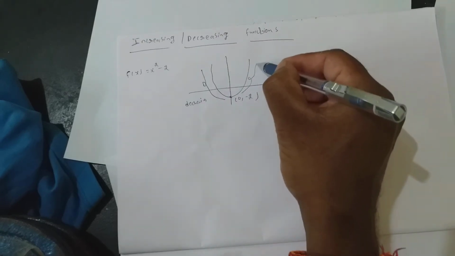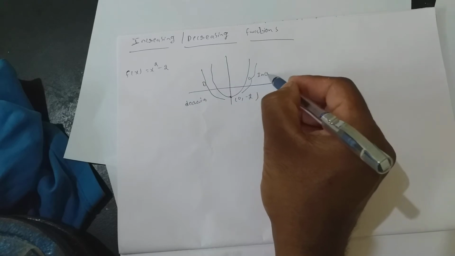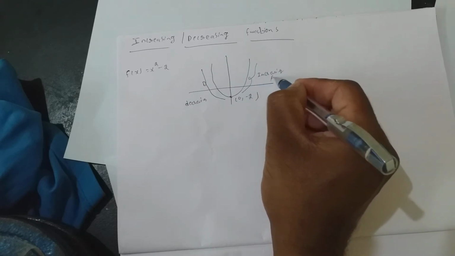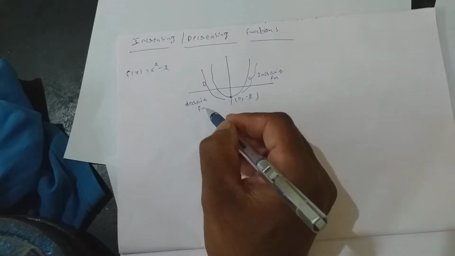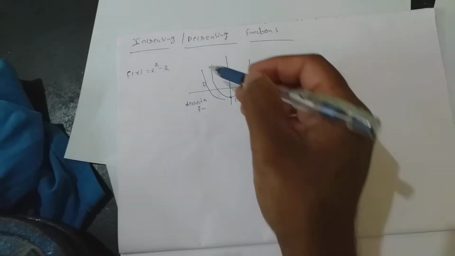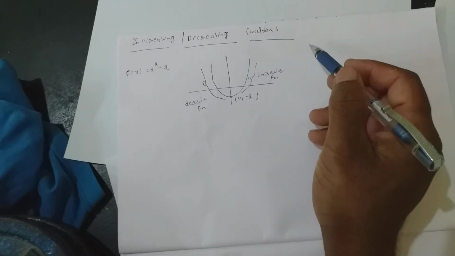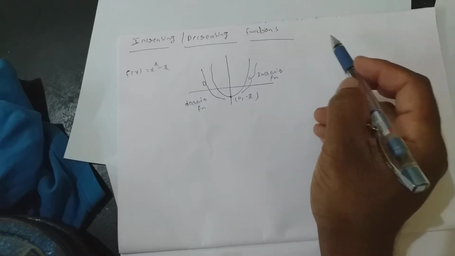And after 0, the values of y are increasing, so here I call it an increasing function. And over here it is a decreasing function. Decreasing means the values of y are decreasing. Increasing means as x is increasing, y is also increasing. Am I clear with increasing or decreasing?